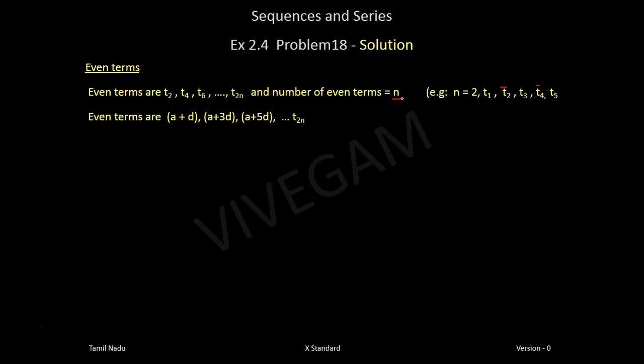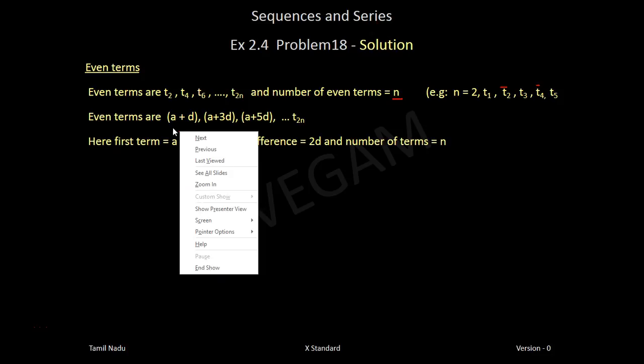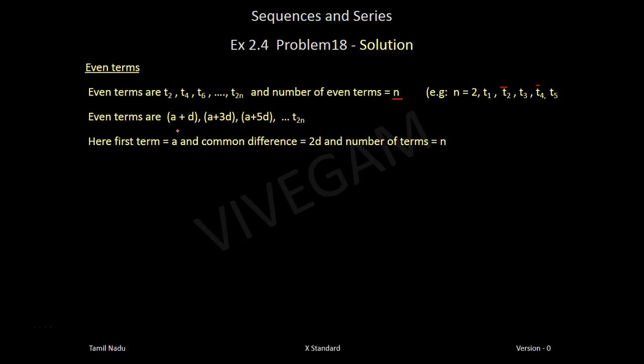Now, next, what are the terms? T2 is a plus d. T4 is a plus 3d, T6 is a plus 5d, and T2n. Now we'll have to find T2n. So what is the first term here? Oh, sorry, I made a mistake. The first term is a plus d. Okay, so this is the first term, right? So the first term is a plus d, and the common difference is again 2d only. Between these two, you are adding 2d.